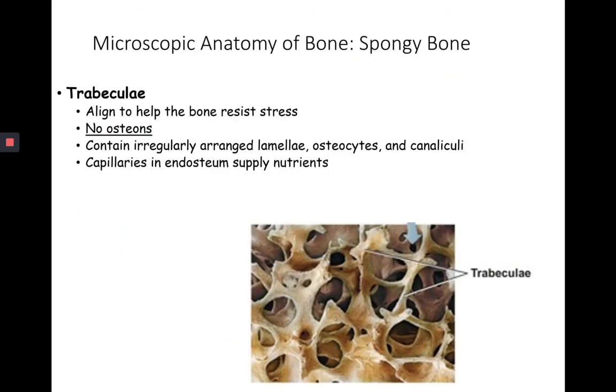And last but not least, let's also talk about the microscopic anatomy of spongy bone. It has no osteons, but the trabeculae are able to withstand a lot of stress because of their curved structure. They have lamellae, they have osteocytes and canaliculi, but they're irregularly arranged, so don't worry about labeling that. But do know that they have those, just no osteon, so no necessarily central canal. And there is blood vessels in here, and blood vessels tend to be in the endosteum, and those are what are supplying nutrients to spongy bone.